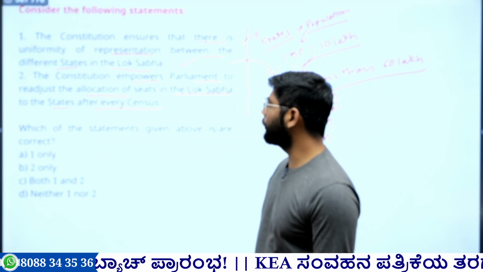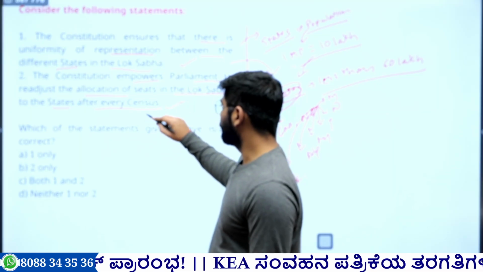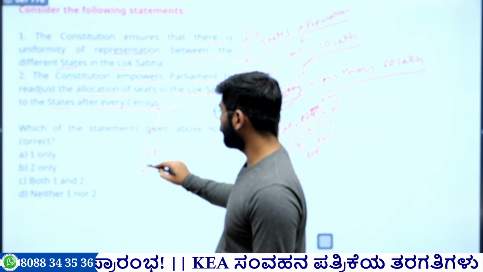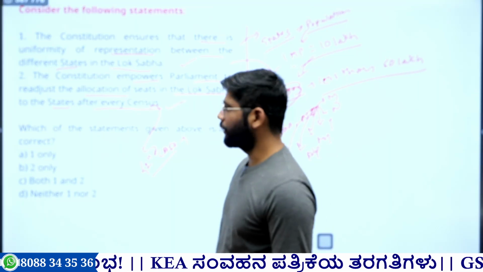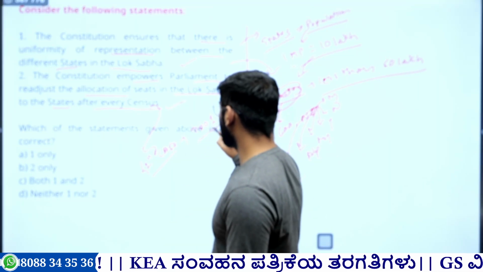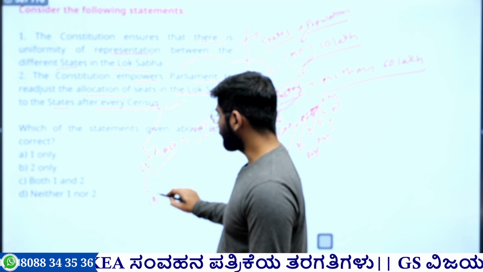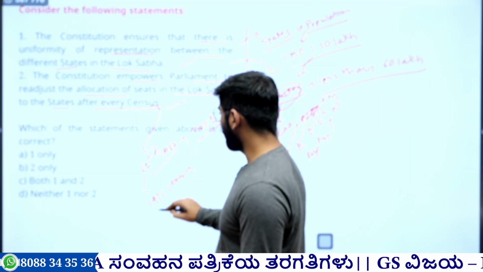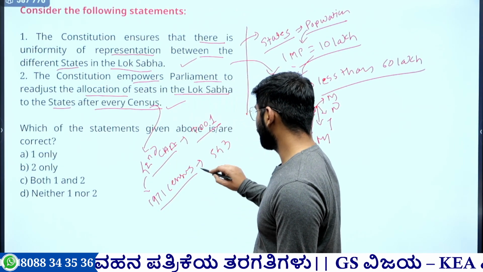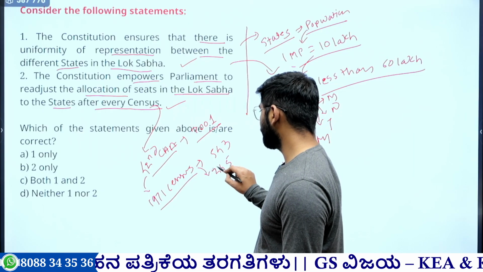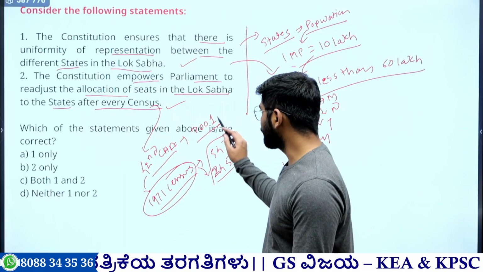Second, the Constitution empowers Parliament to readjust allocation of seats in the Lok Sabha to the states after every census. This statement is correct, but the 42nd constitutional amendment froze the reallocation of seats till 2001. The readjustment done based on the 1971 census continues till now. Currently the Lok Sabha has 543 seats and the Rajya Sabha 245 seats, based on the 1971 census, and it was done till 2001.